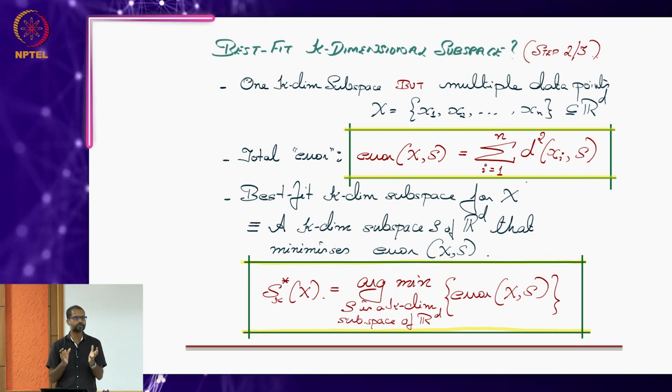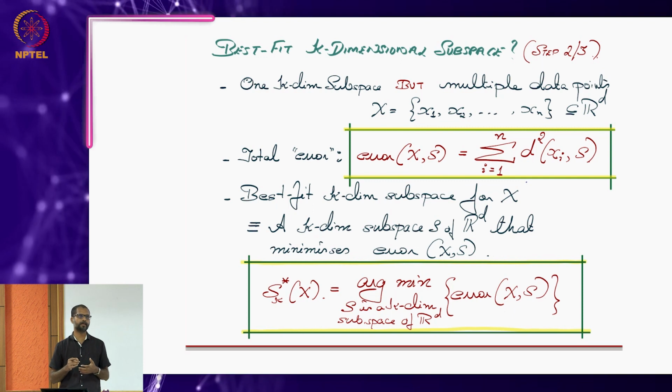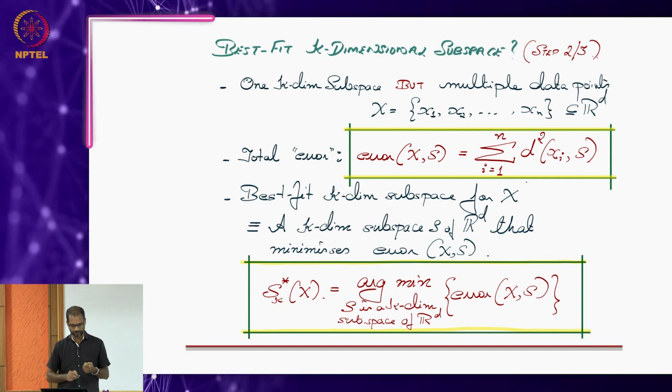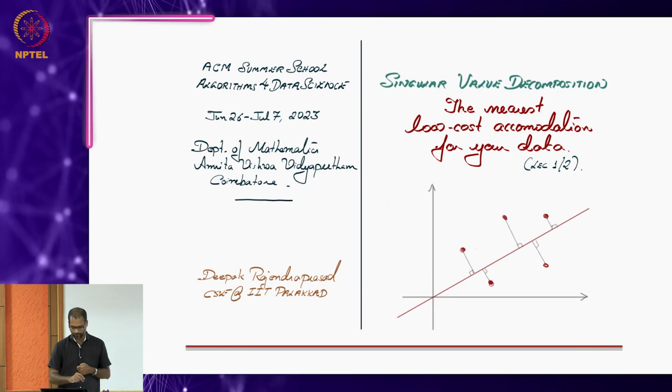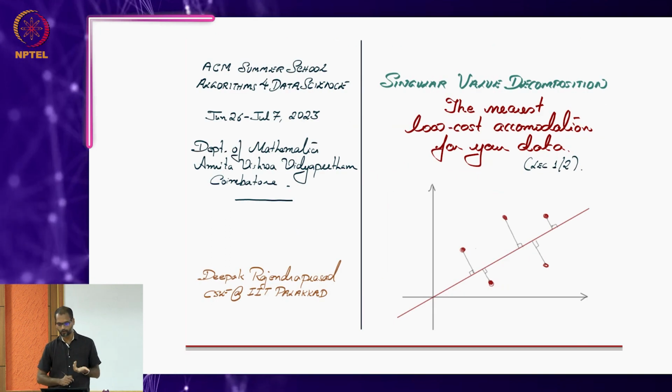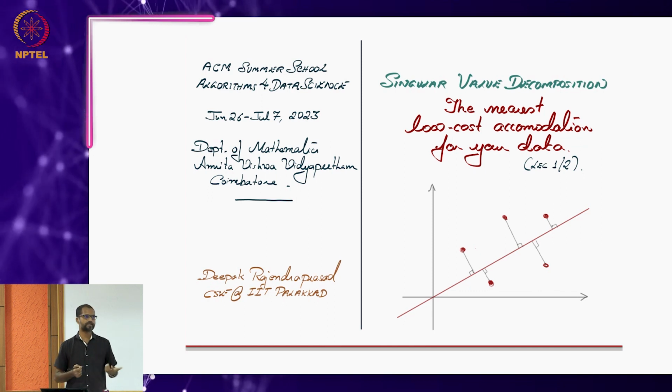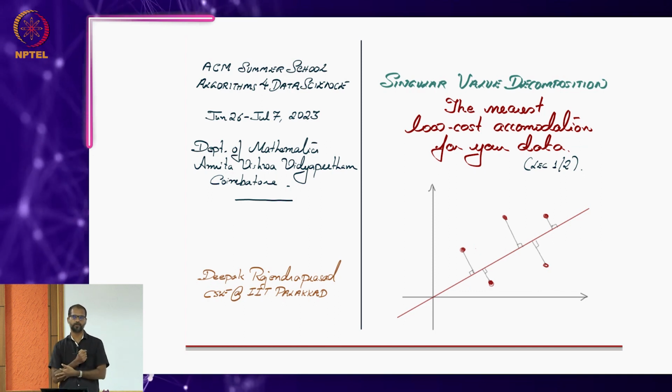You capture almost all the information in the data on a limited budget. The budget is the dimension. That's why the subtitle for my talk was the nearest low cost accommodation for your data, where cost is the dimension of the subspace that you want to work with.